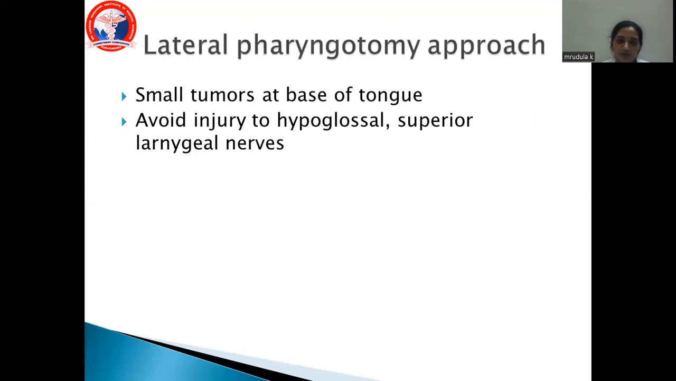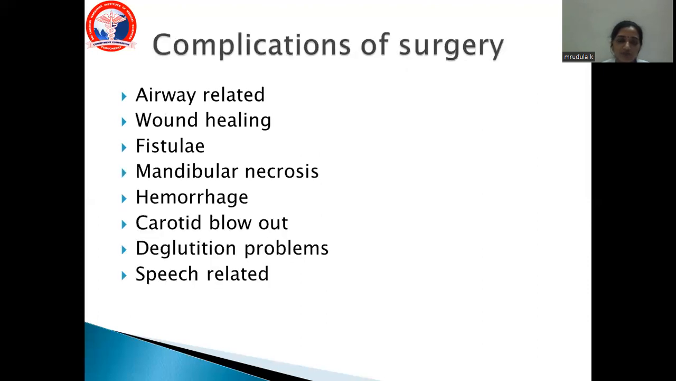Then the lateral pharyngotomy approach is for small tumors at the base of the tongue, and it avoids injury to the hypoglossal and superior laryngeal nerves. Complications of surgery are rarely related.